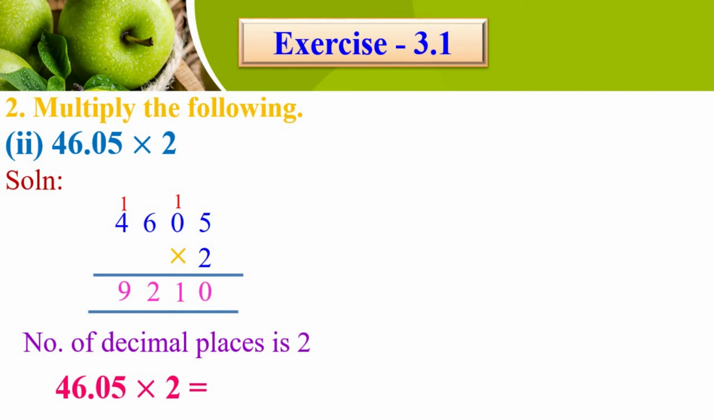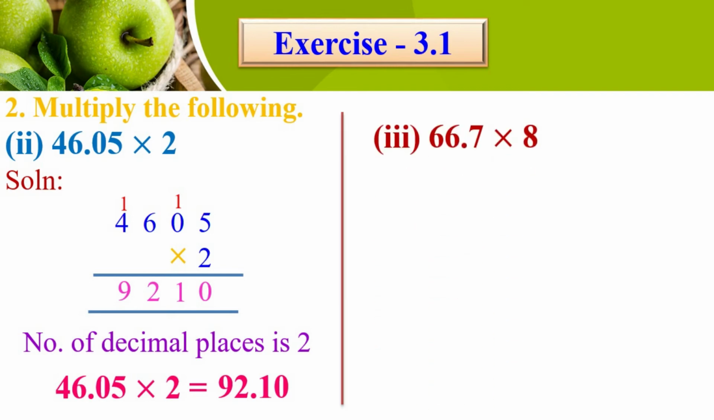Count the decimal places from right to left. Place the decimal point in the product. Right to left, we get 92.10. Let's see the third problem.